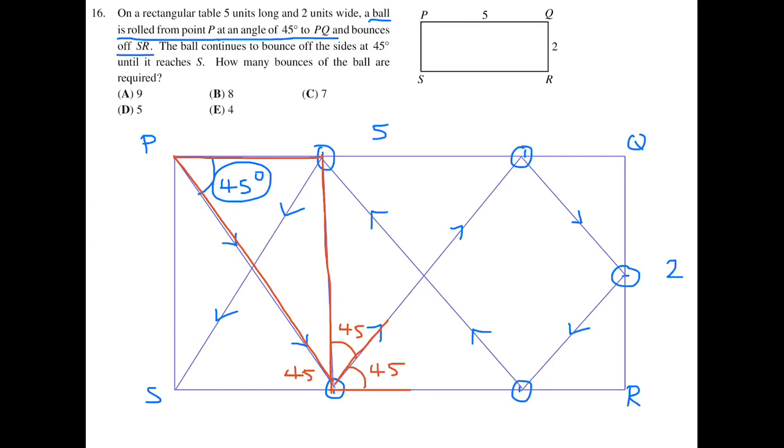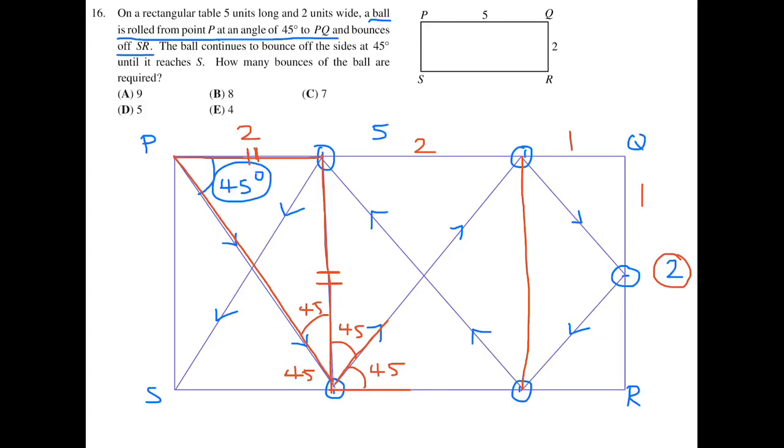This is 45, and that's 45. So therefore, this is the same as this. Now this distance is 2. So therefore, this distance also has to be 2. And very similarly, if you do it over here, you'll find this is 2. And then you'll find that this is 1 and this is 1.